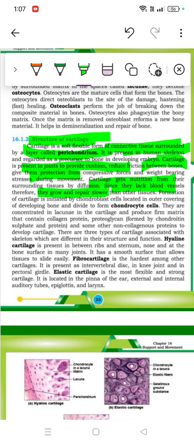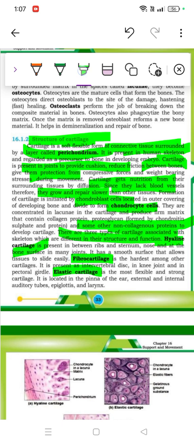So if they get any injury, they require more time to grow as compared to other tissues, which means they repair very slowly. The formation of cartilage is done by the chondroblast cells, which are in the outer covering of bone and divide from the chondrocyte cells, and there are many functions. And there are some non-collagenous proteins to develop cartilage. There are three types of cartilage we mentioned. The first is called hyaline cartilage, the second fibrocartilage, the third elastic cartilage.